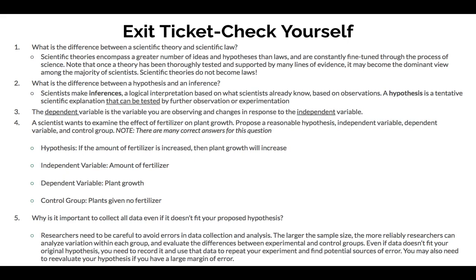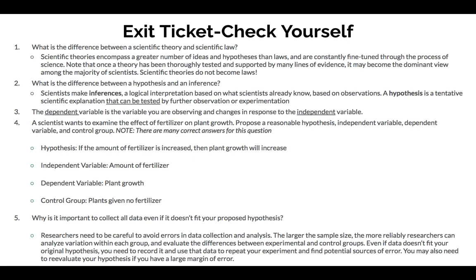Number 4, there are many correct answers for this question. The answers I have up here, if yours is different, does not necessarily mean it is incorrect. Just a basic hypothesis: if the amount of fertilizer is increased, the plant growth will increase. The independent variable, the one that you are manipulating, is the amount of fertilizer. The dependent variable, the one that you're observing, is the plant growth. And the control group would be plants given no fertilizer, or not given that independent variable.